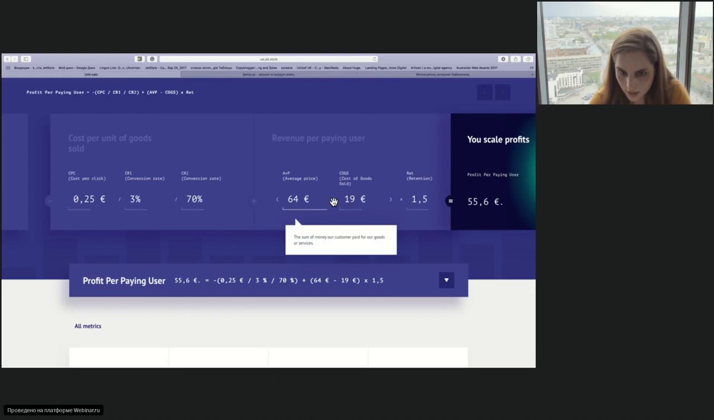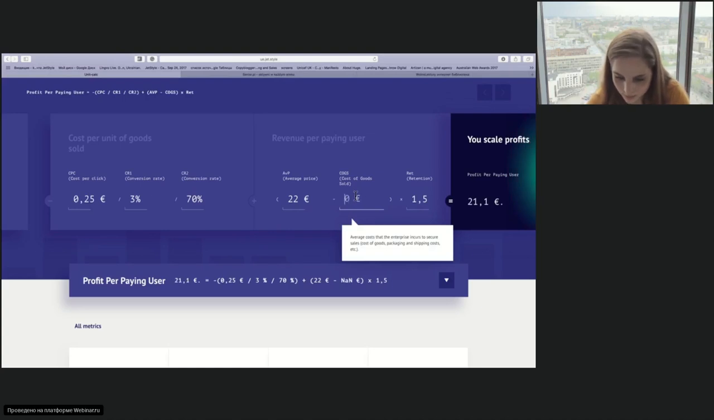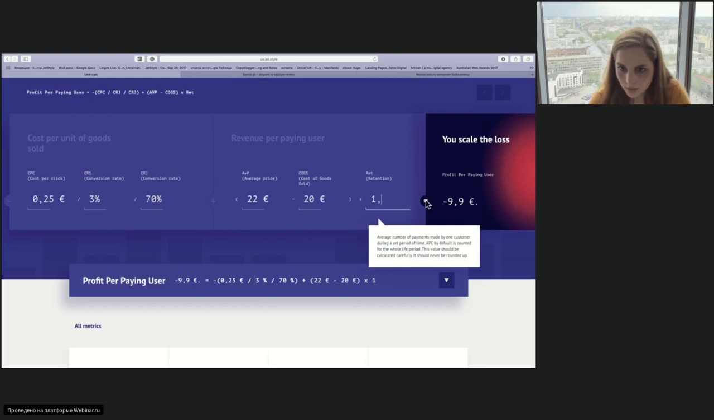Diapers are very low-margin products, so we sell for maybe 20. I don't know how much a packet of diapers costs in Europe, but let's imagine 22 euros, maybe 2 packets or so, and we buy it for 20 euros. So if the customer has only one transaction, we are not getting any profit at all.